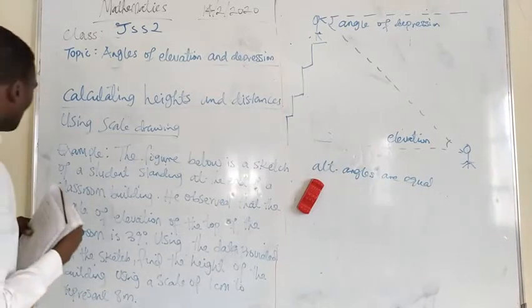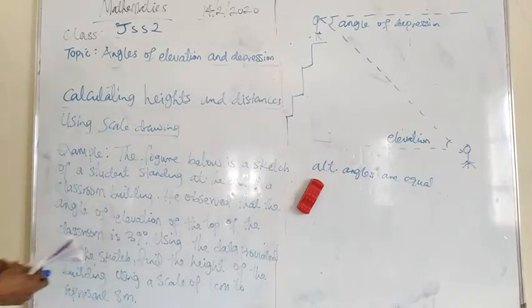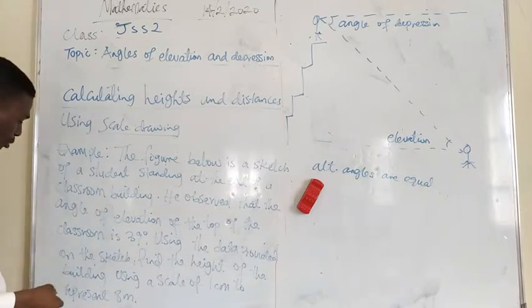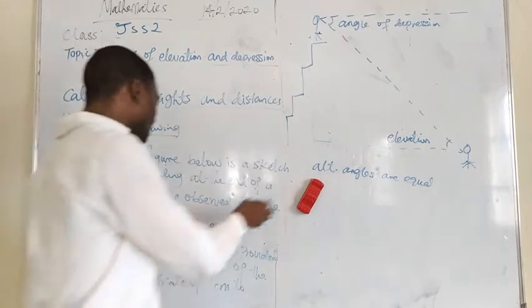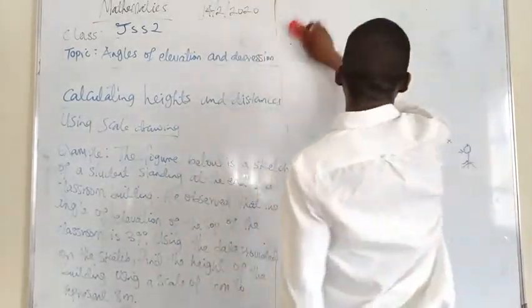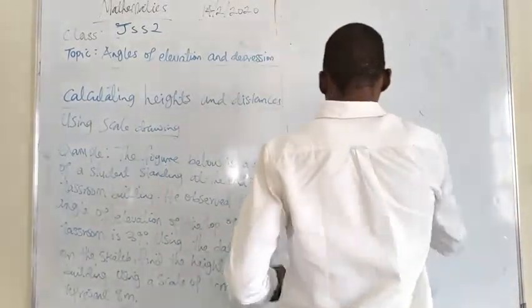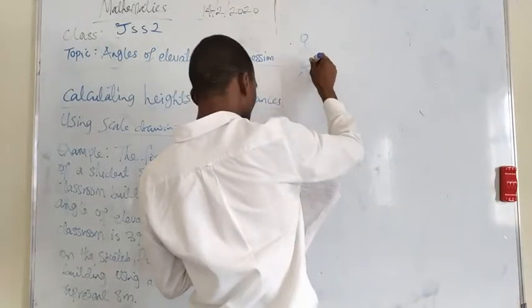The figure below is a sketch of a student standing at the end of the classroom building. You observe that the angle of elevation of the top of the classroom is 39 degrees. Using the data provided on the sketch, find the height of the building using a scale of 1 cm to represent 8 meters. So we'll sketch the building. We have a student.